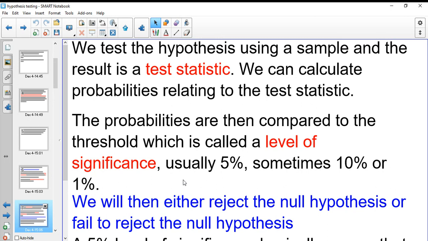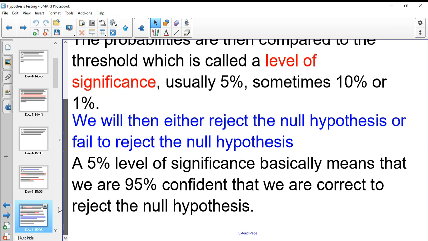So usually it'll be 5% significance. So you want the probability of something happening to be less than 5%. Sometimes it's 10%, sometimes it's 1%, sometimes it's 0.5%, but you'll be told in the question. Okay, then using our calculation and working out the probability of it happening, if it's small enough, then we will reject the null hypothesis and say the other one must be true, or if it's not small enough, we will fail to reject the null hypothesis.